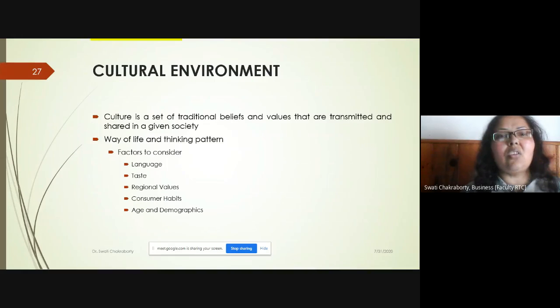When we talk of the cultural environment, what is culture? Culture is a set of traditional beliefs and values that are transmitted and shared in a given society.